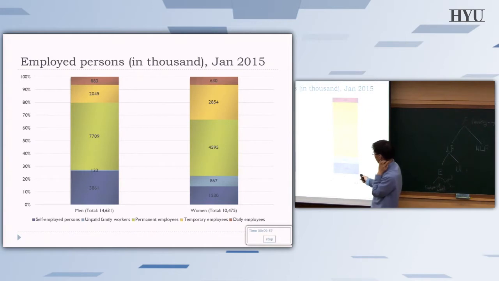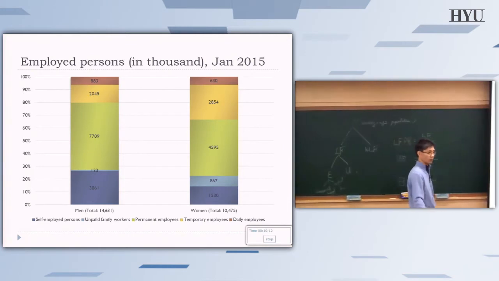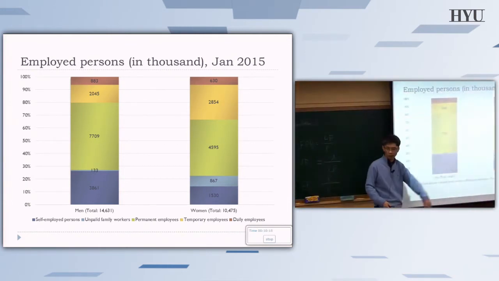For women, the self-employed percentage is pretty low, about 15%. But we have a substantial portion of unpaid family workers, probably because they work with their husband, I guess. The husband is self-employed and the wife is an unpaid family worker. With them we have a little more than 20%, and the rest are employees, and among women the portion of temporary employees is quite high compared to men.